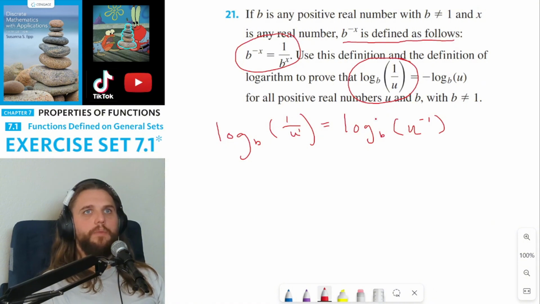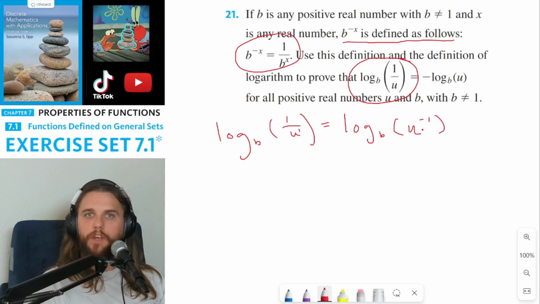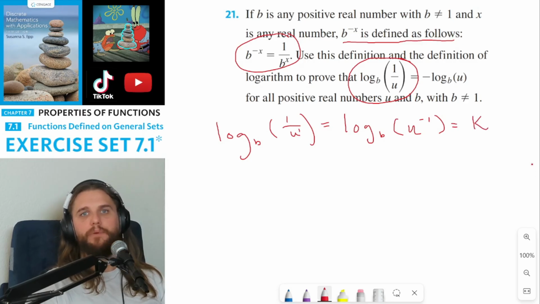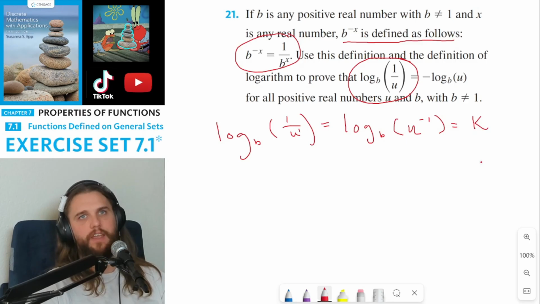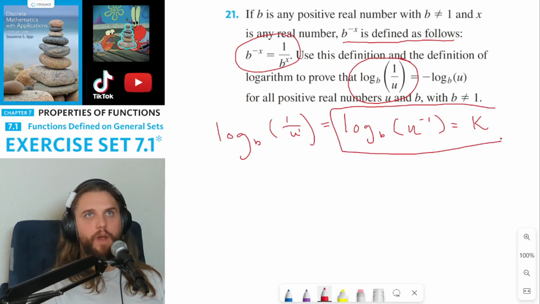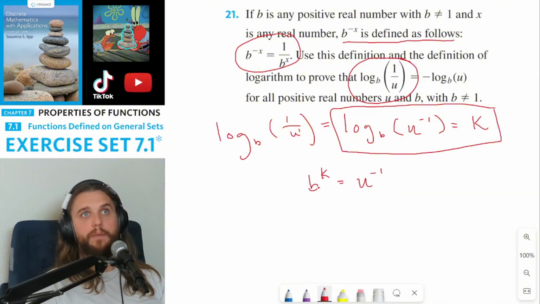Now, I want to be able to convert this into an exponential equation, but right now we don't really have an equation. We've just taken the left-hand side and done stuff to it. So I'm going to set this equal to just something like a capital K, and we'll work with that K in a second. I'm going to rewrite this equation in exponential form so that b to the k equals u to the minus 1.